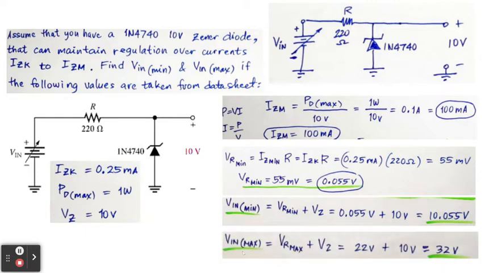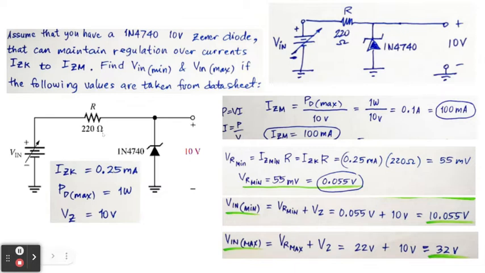And the V in maximum, therefore, will be the VR maximum plus VZ. So in this circuit, the voltage input is equal to the sum of the voltage on the VR plus the Zener voltage here, which is 10 volts. So if you have a minimum VR, the V in minimum will also be minimum.